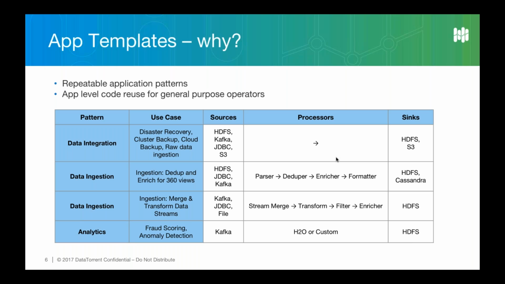And what we're doing with application templates is looking at repeatable patterns and providing them as pre-built applications that you can start with. So basically, you can import and launch it quickly from something called AppHub that we have on the DataTorrent RTS console. Within a few minutes, you'll be able to launch this application.